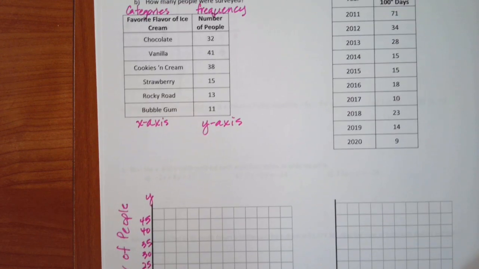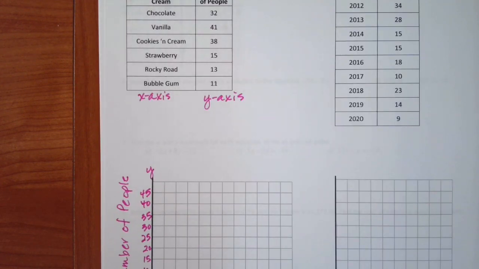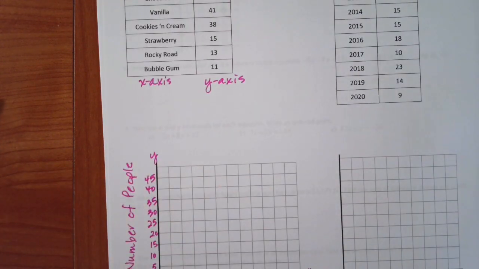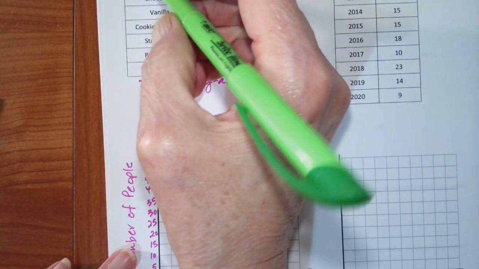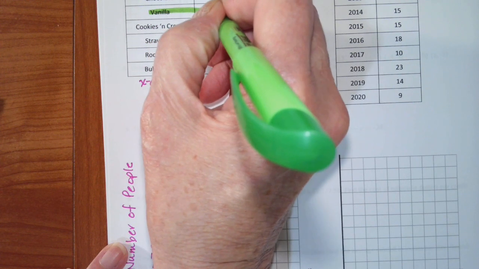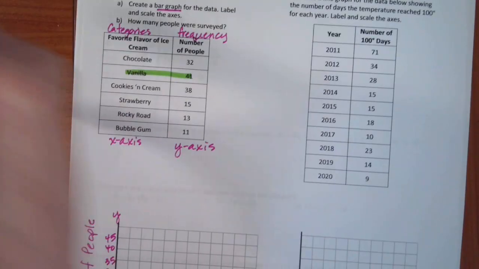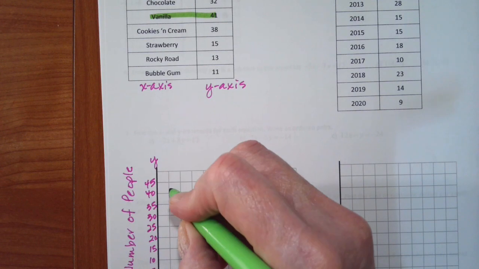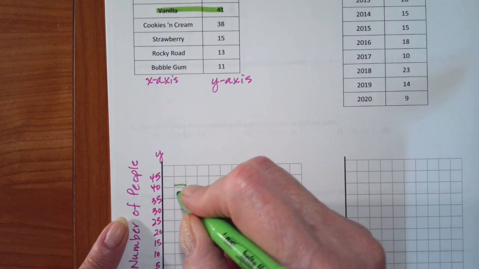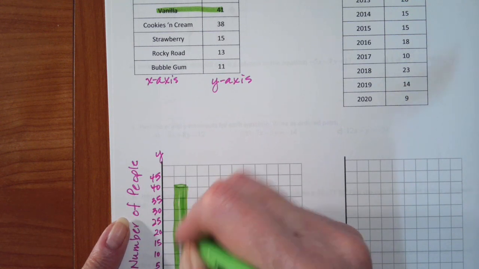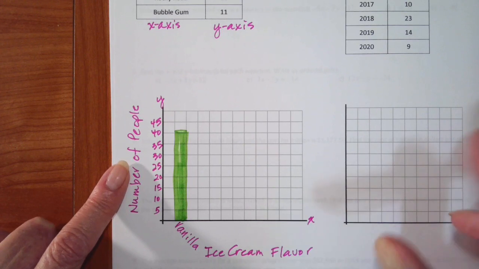Okay. And we traditionally start with the highest one on the left and go down to the smallest. So I am going to start, the highest one is vanilla. So I'm going to make this one vanilla. And this bar needs to go up to 41, so just a little bit over 40. And there's my bar for vanilla.